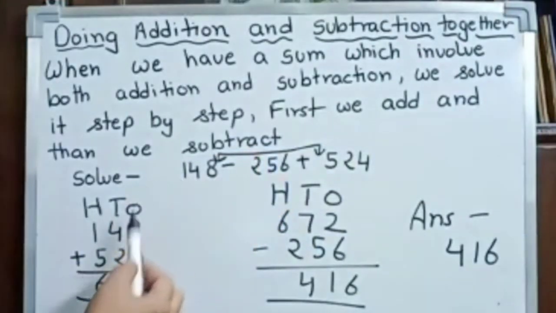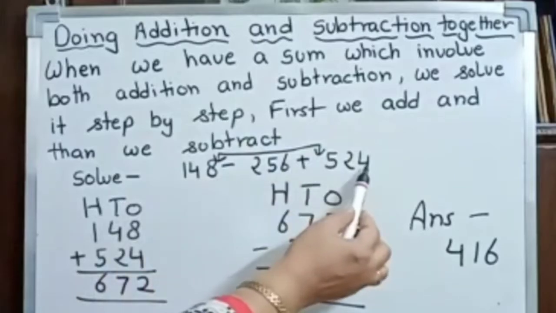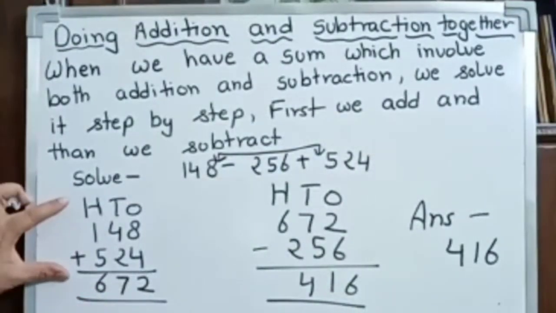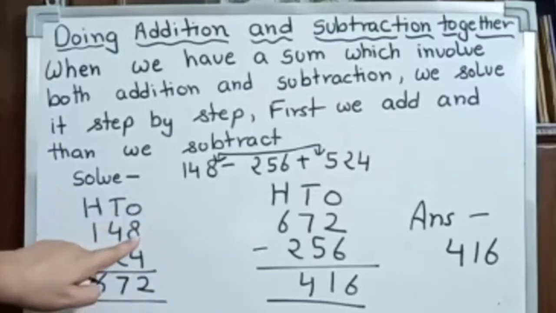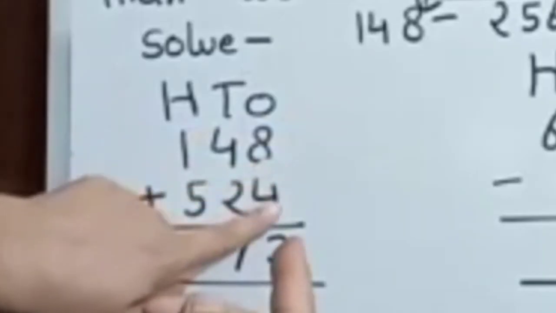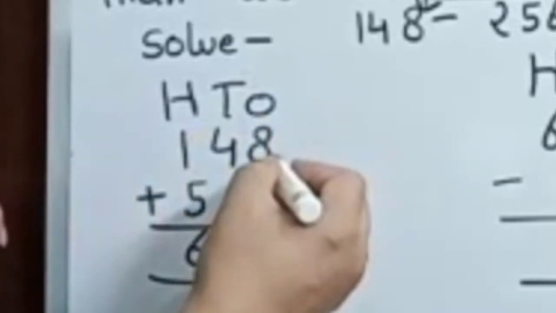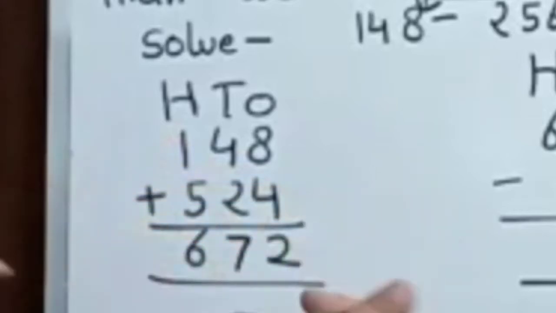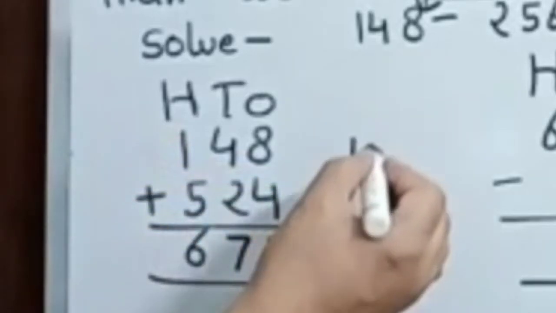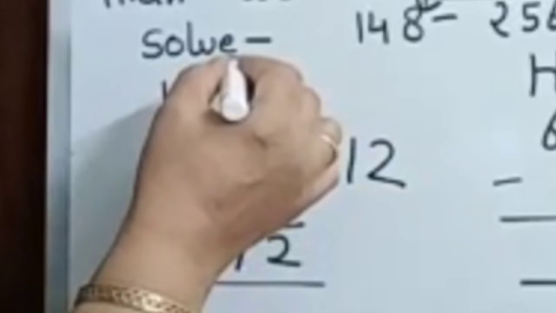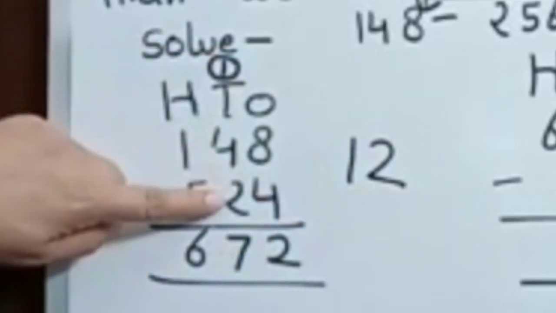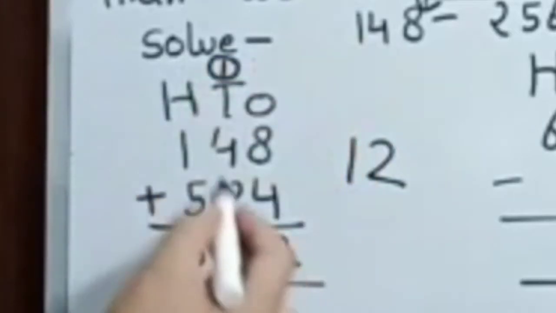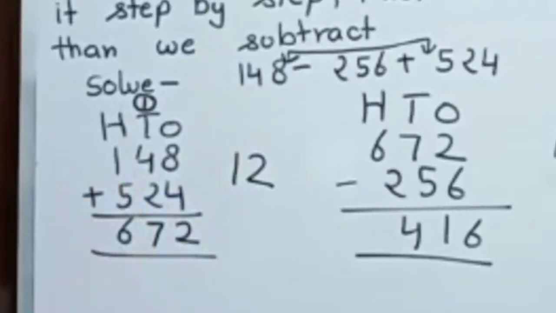Arrange the numbers in proper columns, then add. Now you know how to add 8 and 4, count after 8: 9, 10, 11, 12. Oh, this is carry over, 12. So 2 here and 1 is here. So 4 plus 2, count after 4: 5, 6, and 1, 7. Then 1 plus 5, 6.